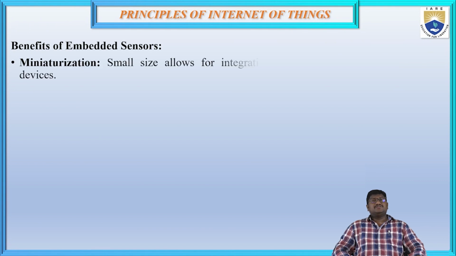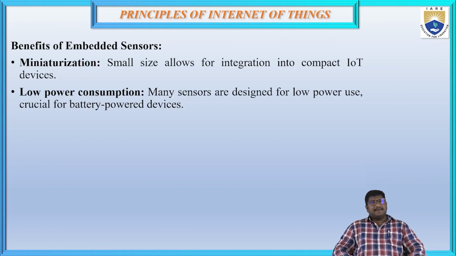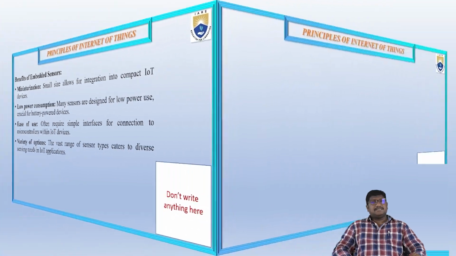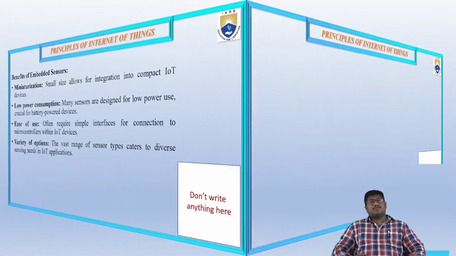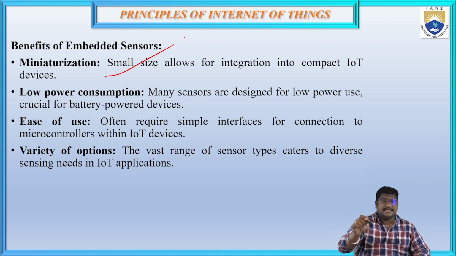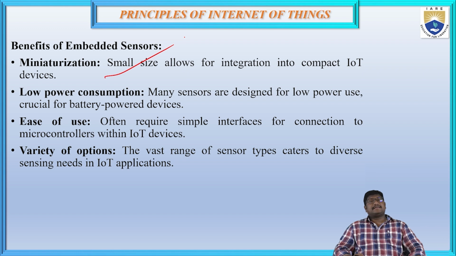And what are the benefits which we are going to get? The benefits are miniature size, low power consumption, ease of use, and variety of options. These are the 4 benefits we get with the help of embedded sensors. What is miniature? The small size makes them very flexible for integration into compact IoT devices. The first one is miniature, and the second one is low power consumption.